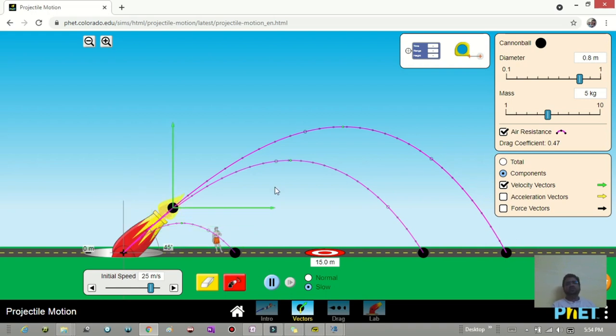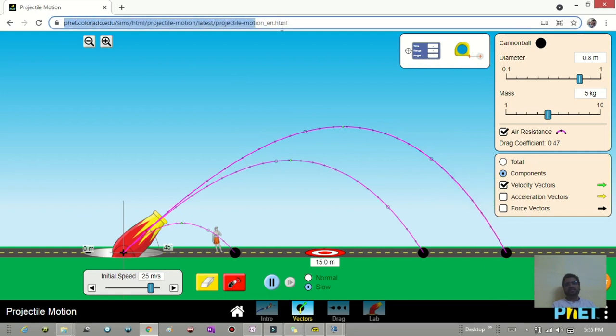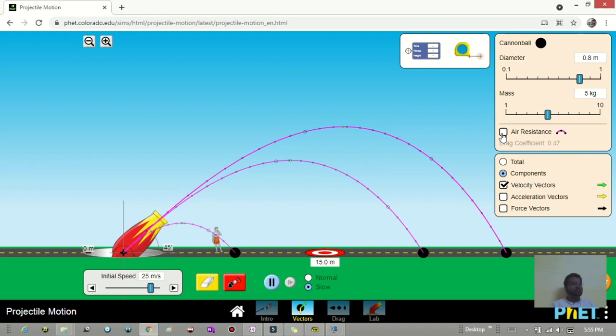So if you want to see the simulation part, you can go to this site, and I'll put this site into the description. You just click on that and you can see what happens with air resistance and without air resistance. Now if I see without the air resistance, it will have the maximum range, isn't it? It will not have any air resistance, and it will go further and further.